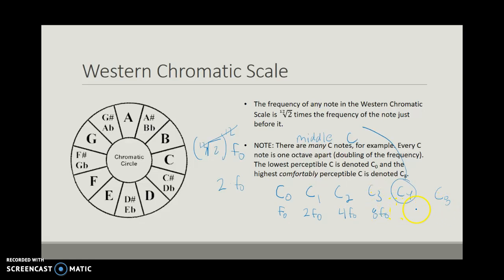So the C8 would be basically 2, 4, 8, 16, 32, 64, 128, 256 times this frequency. So if you think about this frequency here and you multiply it by 256, that will give you the eighth octave version of that same note. So we'll go ahead and stop there.